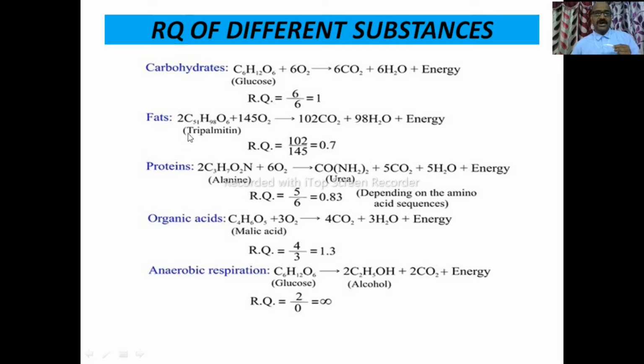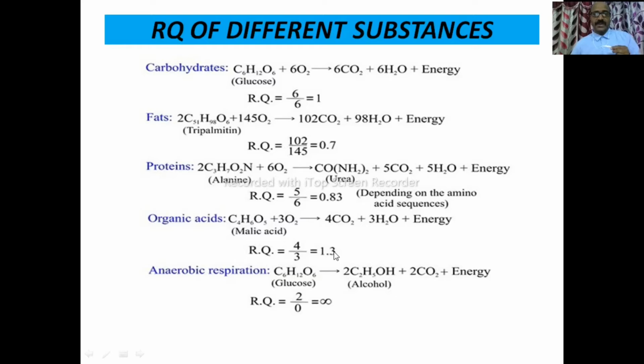So it means that our balanced diet, which has carbohydrate, fat and protein, should have an RQ value less than 1, approximately 0.85. But in case of organic acid, for example malic acid, in this equation 3 molecules of oxygen are utilized and 4 carbon dioxide molecules are evolved. So RQ value is 4 by 3, equal to 1.3. So in case of organic acid like malic acid, the RQ value is greater than 1.